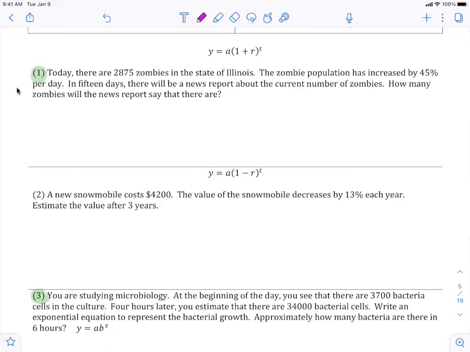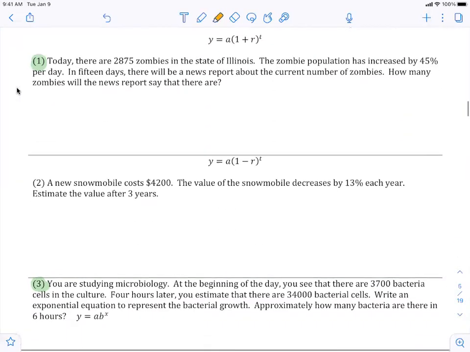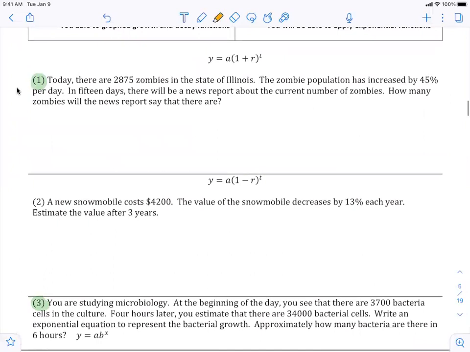So there are some general equations that we're going to work with today, and we're always going to give you the equation. There are a lot of situations we can apply them to, and they each have their own formula, but all of them are exponential equations because the variable is always going to be in the exponent.